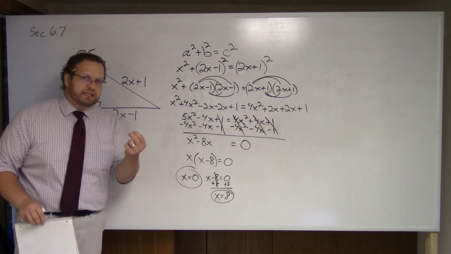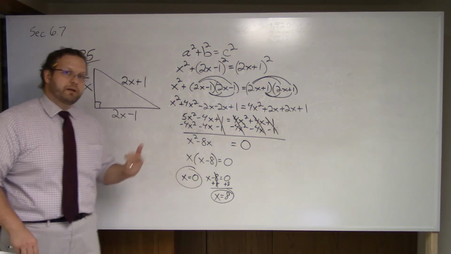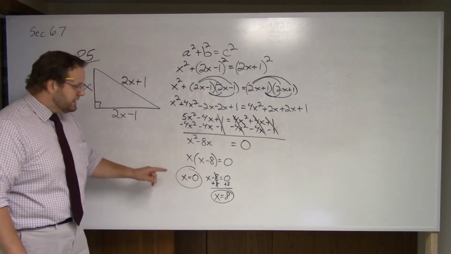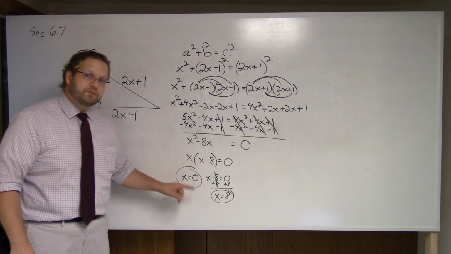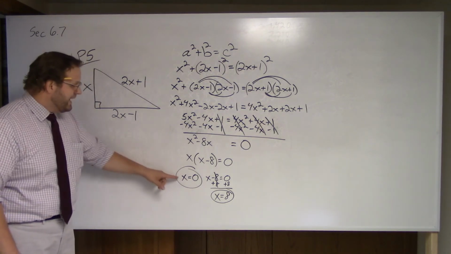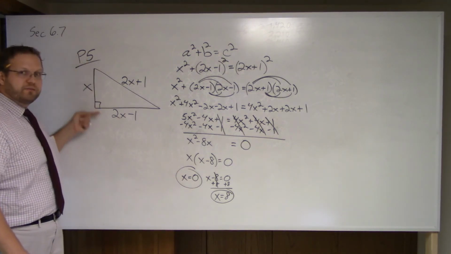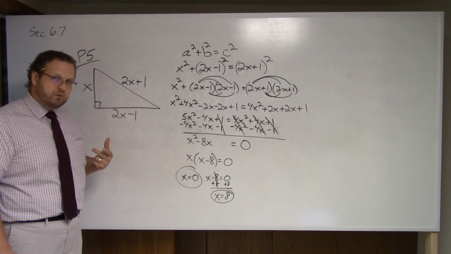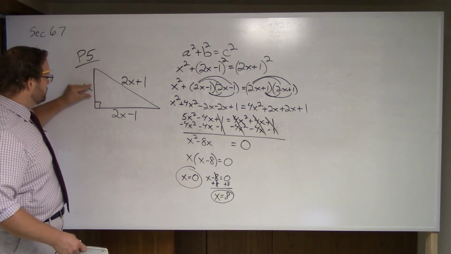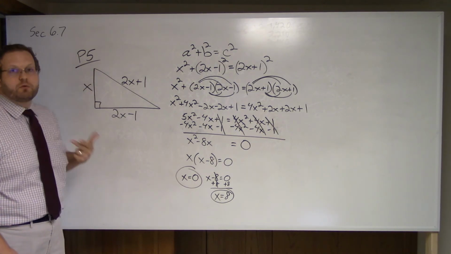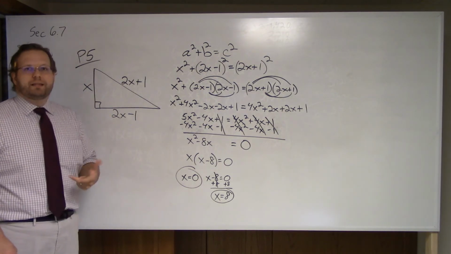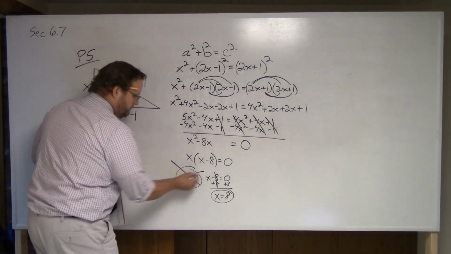Now, whenever you have something tangible in front of you, always worry about those extraneous solutions. Okay? In this case, I don't see any negatives. However, I do see a 0. Okay? This x represents one of the sides of that triangle. Can I have a side that's 0? No, because if I did, then that triangle would just shrink down to a single line. That's what we would call a degenerate triangle. Okay? It just goes away.